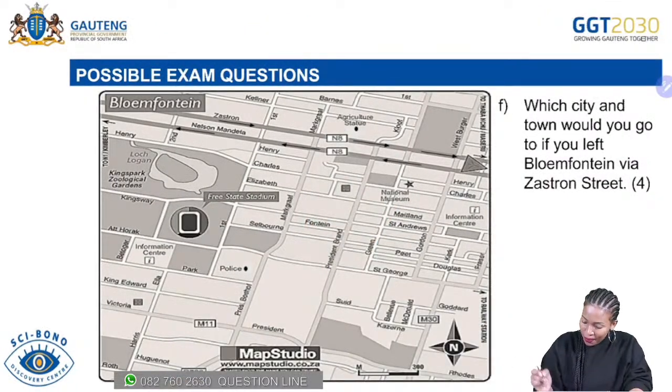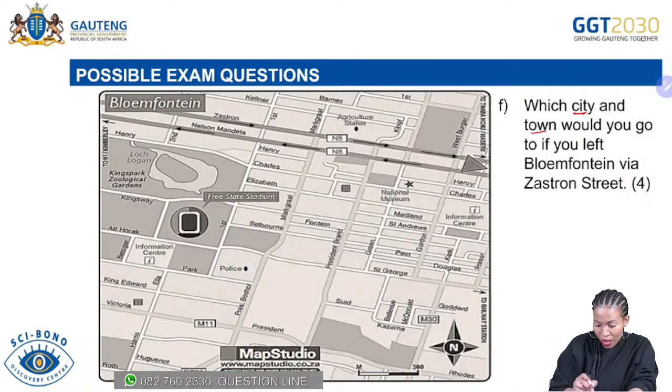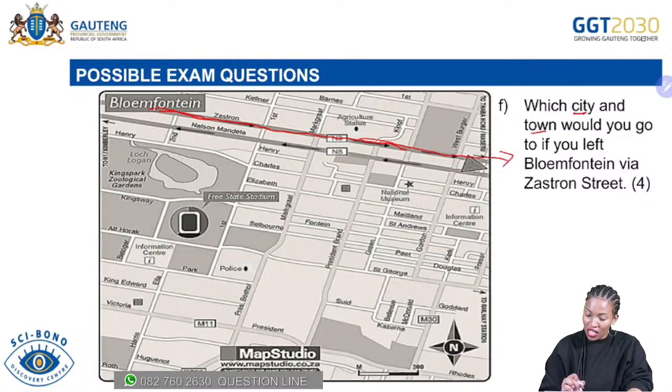Which city and town would you go to if you left Bloemfontein via Zastron Street? Remember, we entered Bloemfontein from Kimberley using Zastron, ne? This is Zastron. So now they said we are leaving Bloemfontein. We are not going into the city. We are leaving it. So this is how you leave Bloemfontein. So which city and town would you go to?